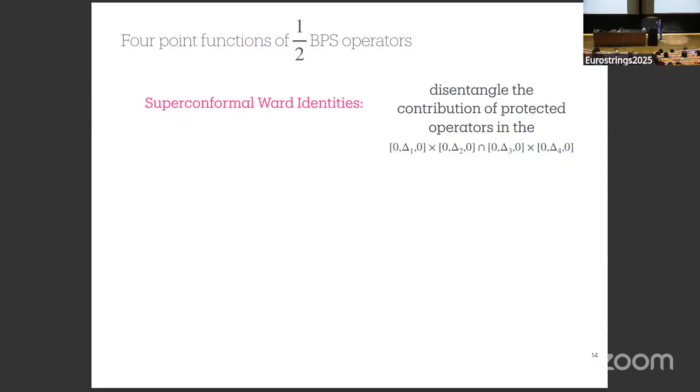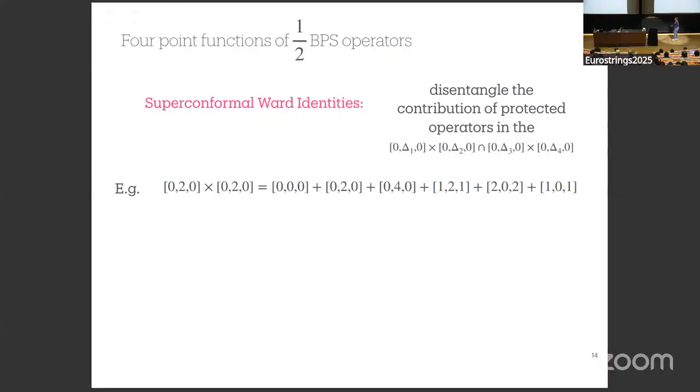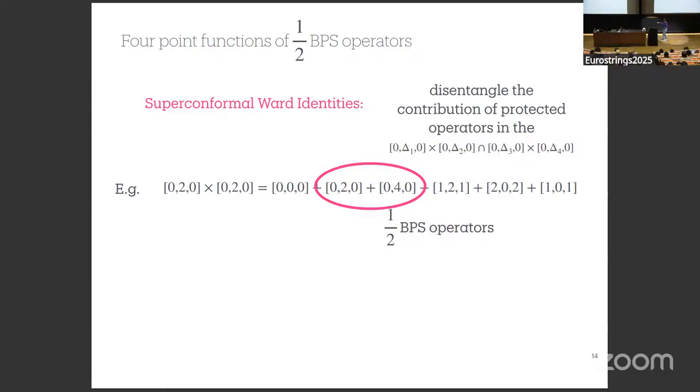If we study the superconformal Ward identities, the solution to the superconformal Ward identity, we are able to disentangle the contribution of protected operators among all the possible operators that appear there. So, for instance, if we consider the simplest possible single trace operator, there are several representations. And for instance, here you already notice, I just put a circle here just to let you notice that among all these operators, there will be some half BPS operators sitting here, but also in other representations. This is just an example.